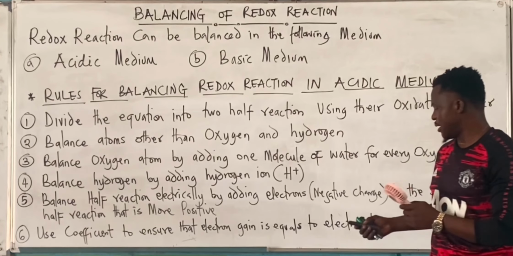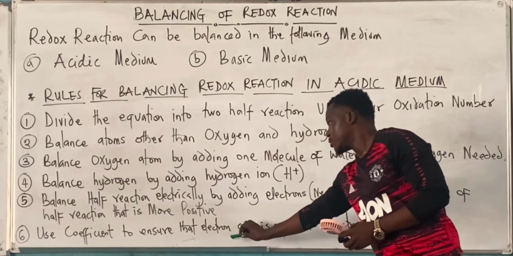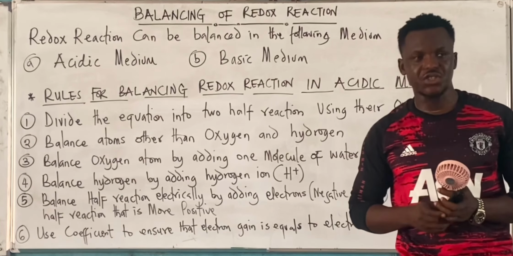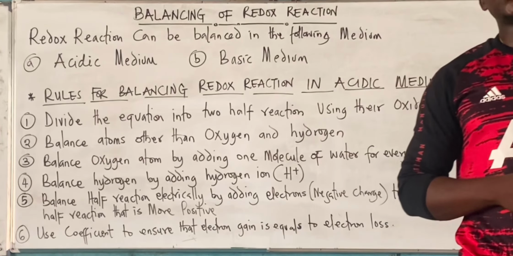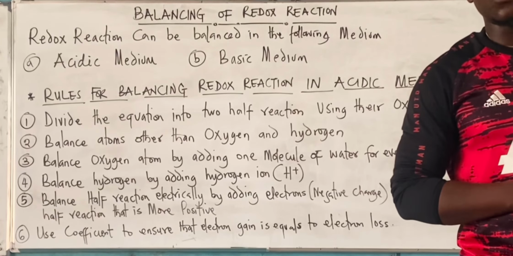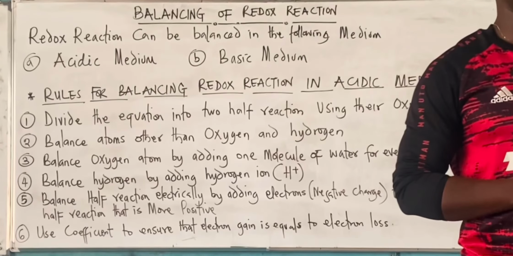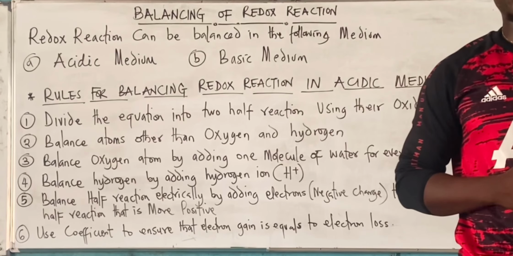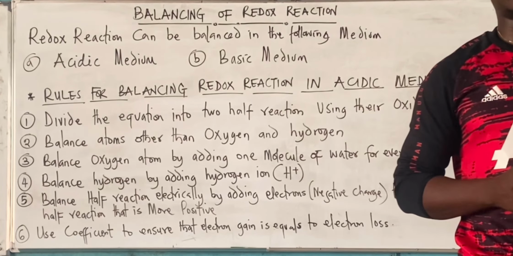Class, we want to talk about how to balance redox reaction. Now, redox reaction is basically the reactions that take place inside electrochemical cells. Right? Electrochemical cells are made up of electrodes, the anode and the cathode.